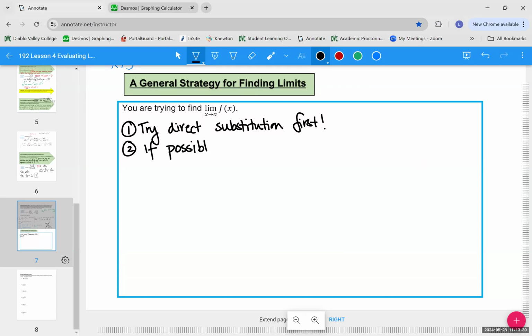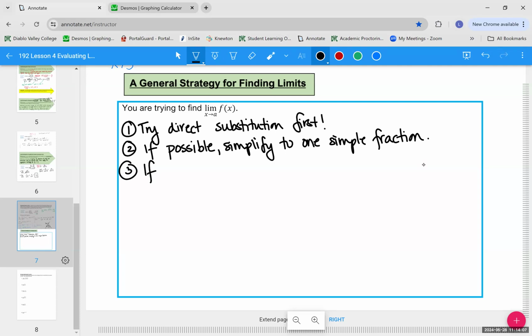I know it was one of the later ones we talked about, but if possible, simplify to one simple fraction. I mean, one numerator, one denominator. So if you have a complex fraction or a sum of separate terms, it's not all just one fraction, try simplifying it first.